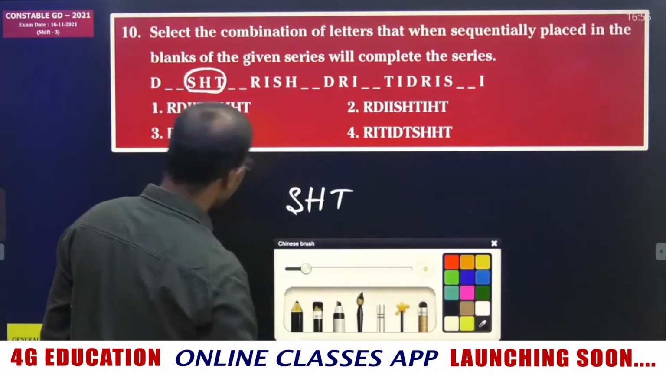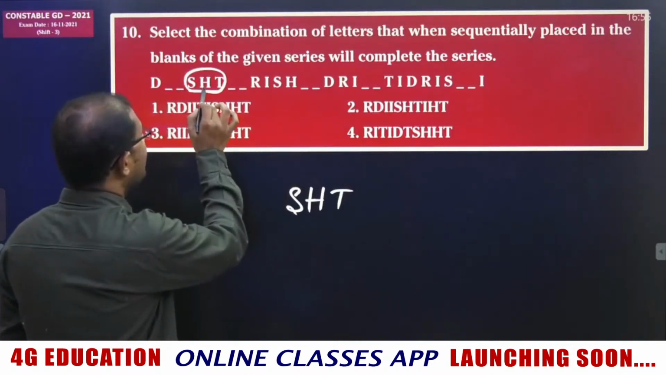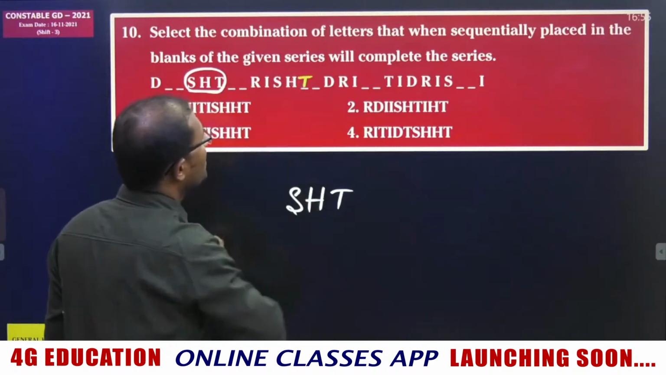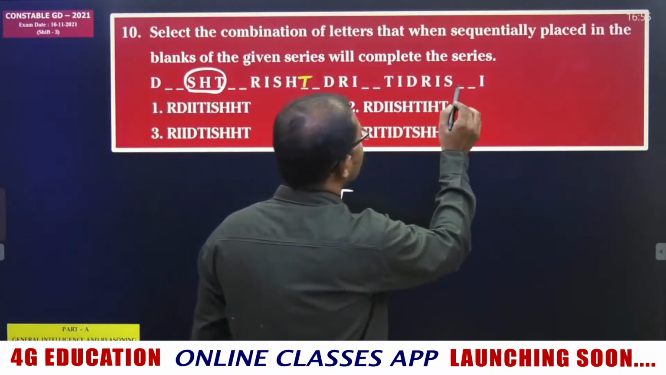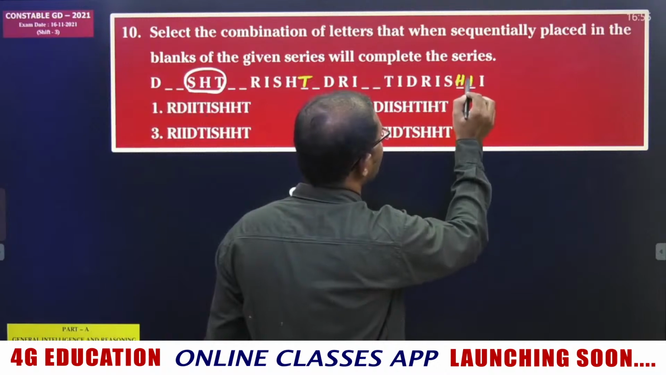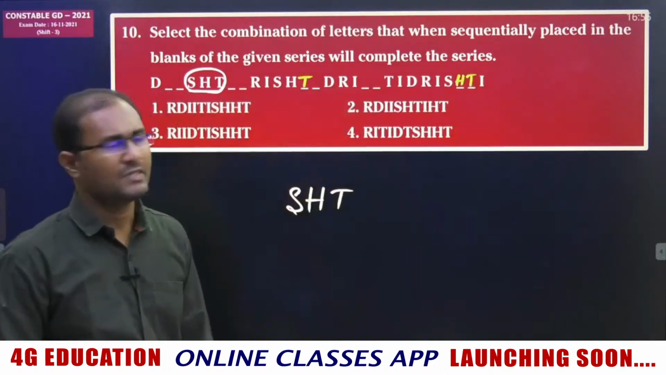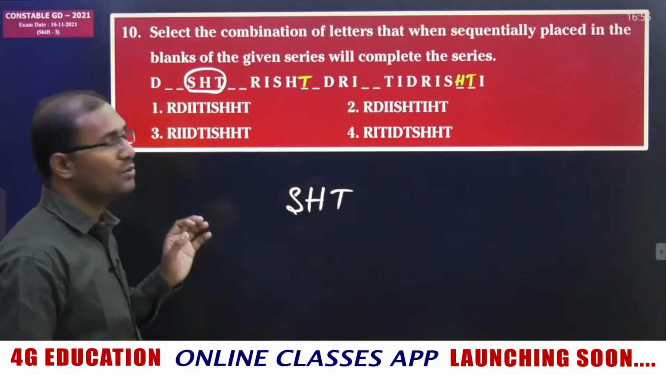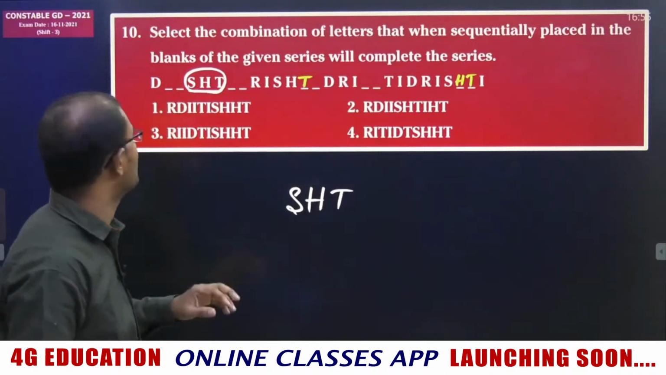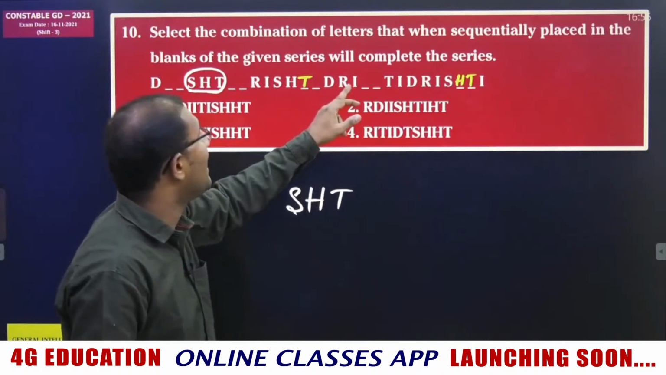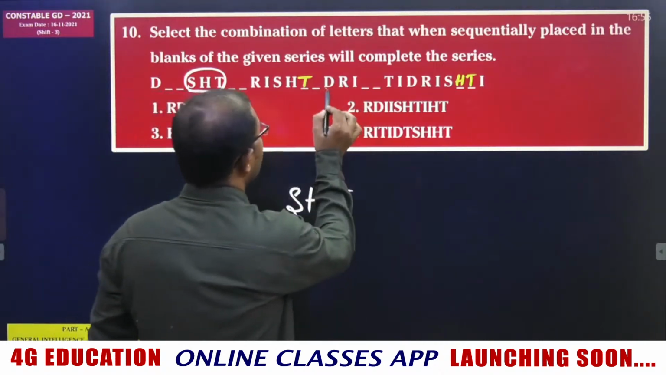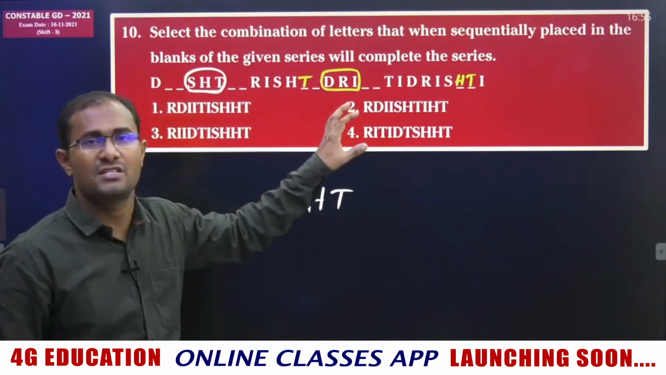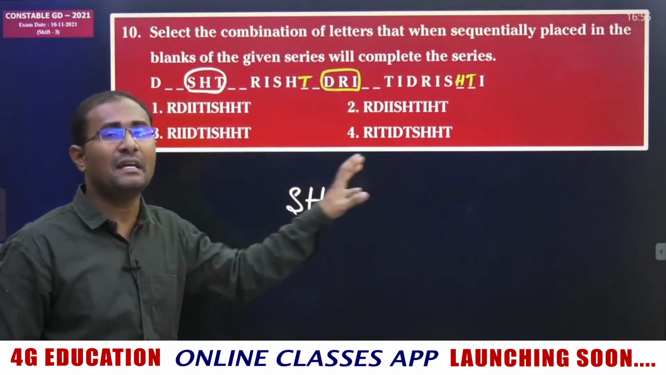Definitely, after S, it has to be H, T. After H, we can take T. And here, after S, we can take H, T. Okay, and now if you observe here after D, we need to observe what we have to get. See, after D, D, R, I is present here. Based upon this information, sometimes by looking at the given series, we can get the repeated pattern.